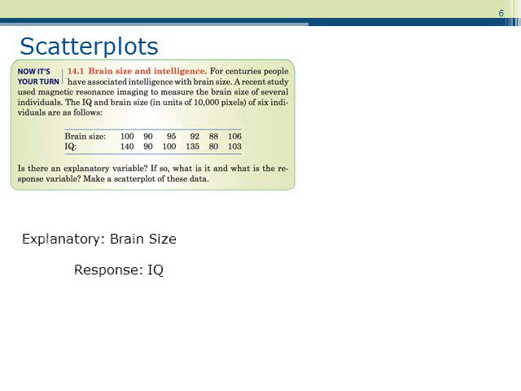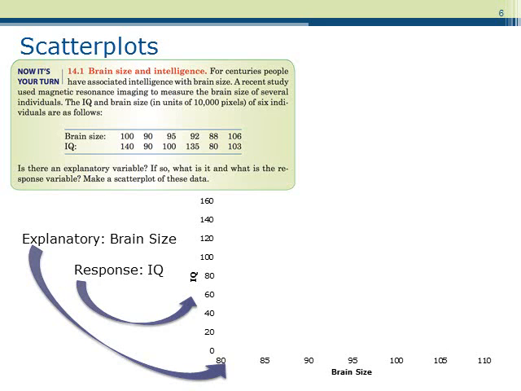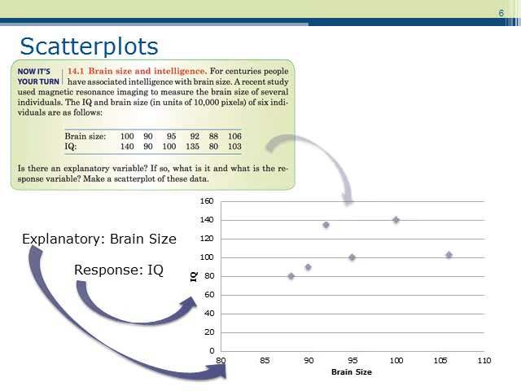In this case, brain size is the explanatory variable and IQ is the response variable because brain size is what we think is causing the change in IQ. Because of this, brain size will be represented on the horizontal axis and IQ on the vertical axis. After labeling and scaling each axis, we begin plotting the 6 points. The first individual had a brain size of 100 and an IQ of 140, so we plot a point at the pair 100, 140. If we do this for all 6 individuals, we get a final scatter plot that looks like this.